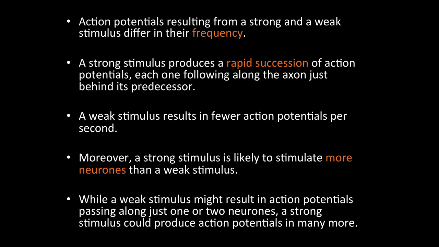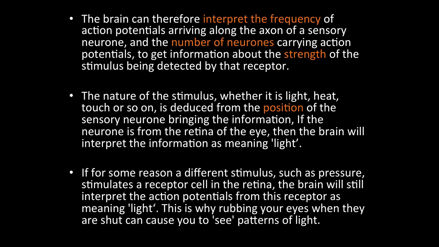Moreover, a strong stimulus is likely to stimulate more neurons than a weak stimulus. While a weak stimulus might result in action potentials passing along just one or two neurons, a strong stimulus could produce action potentials in many more neurons. The brain can therefore interpret the frequency of action potentials arriving along the axon of a sensory neuron and the number of neurons carrying potentials to get information about the strength of the stimulus being detected by that receptor. So it's all about the number of neurons being activated as well as the frequency of these action potentials.